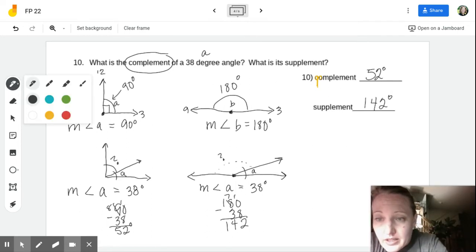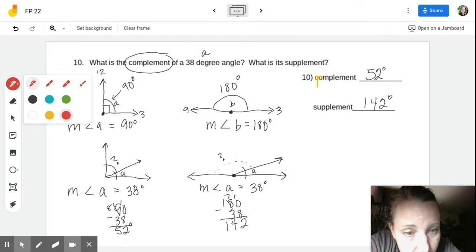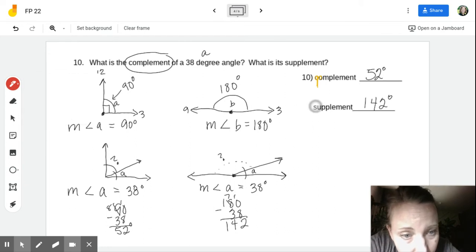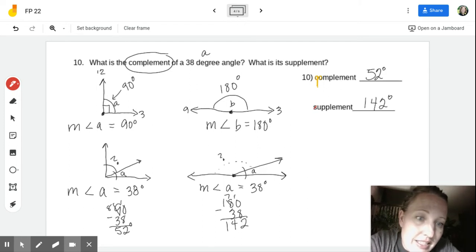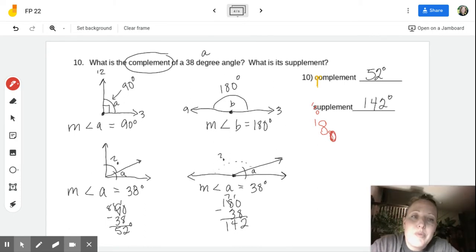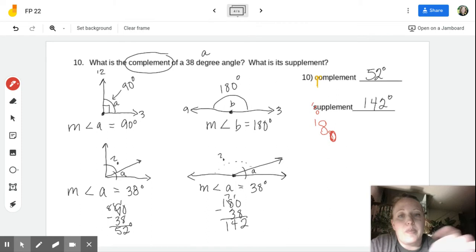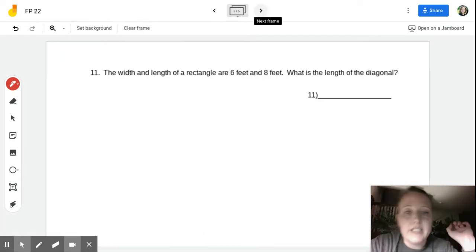Now here's a little trick. Cool thing. If you look at the word supplement, do you see? It's so tiny. If I draw this line right there, does that kind of look like an 8? And I can put a 1 and a 0. See how the S in supplement kind of looks like an 8? 180. Oops, not 188, 180. That's one trick I use to remember the difference between complement and supplement. Complementary and supplementary. What a lovely angle you have.